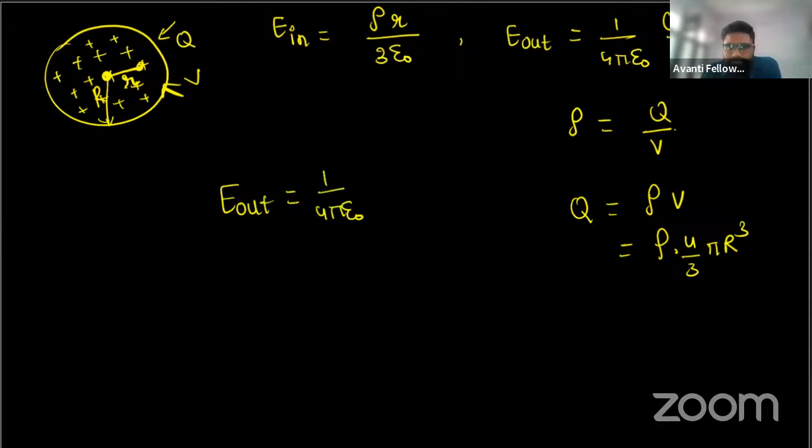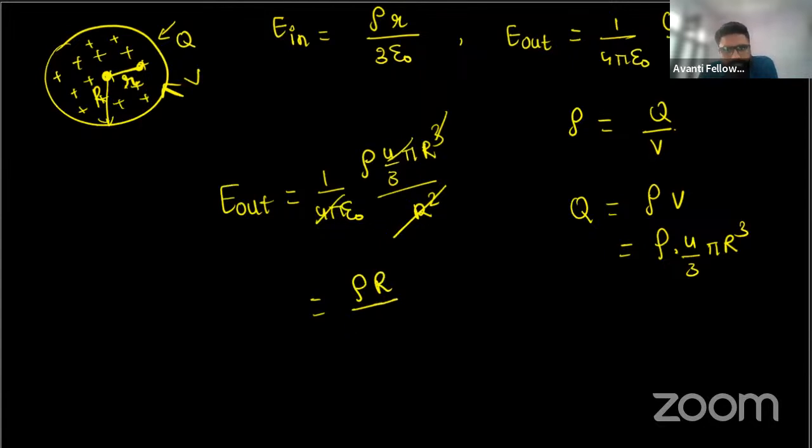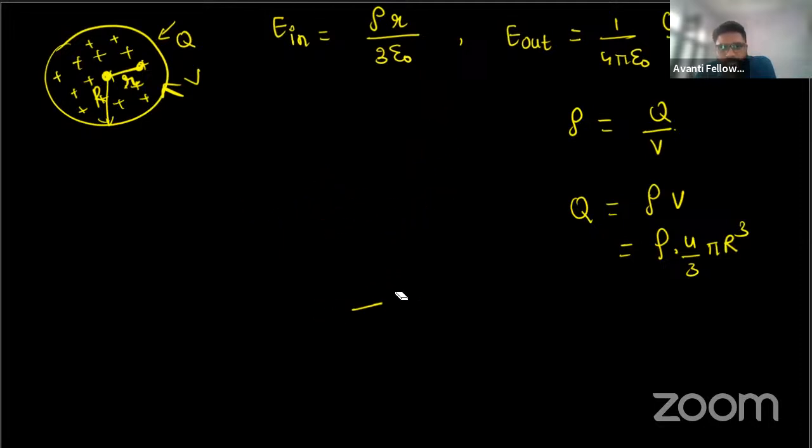1/4 pi epsilon naught, put the value of Q, it is rho 4 by 3 pi R cube divided by r square. This will cancel out. 4 pi and 4 pi will also cancel out. It is coming out as rho upon, because R cube is there, rho capital R divided by, sorry, just a second, a little bit of mistake is there. This will be at the surface, because R is the value of radius, so this is the value of field at the surface. You can write it as E surface.